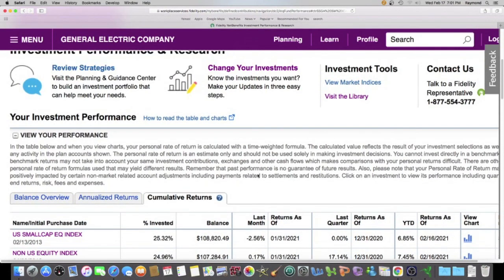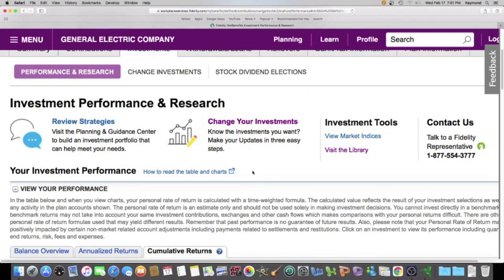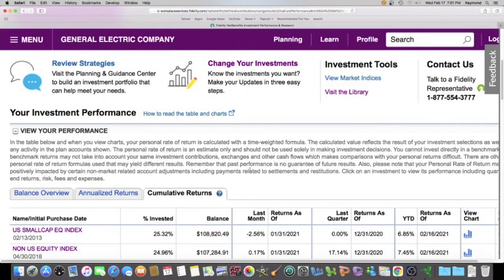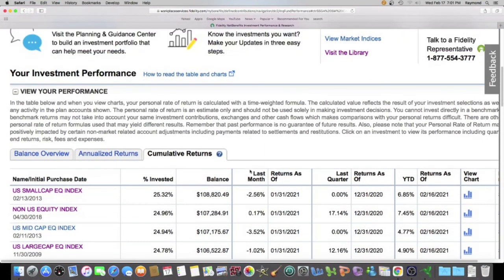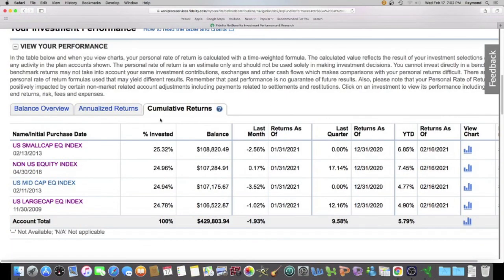All right, that is it. This is my GE 401k. So far, so good. Y'all know how it go. If I make my money in stocks and rentals, why would I try to get money from you? As you can see right here, ain't nothing but stocks.